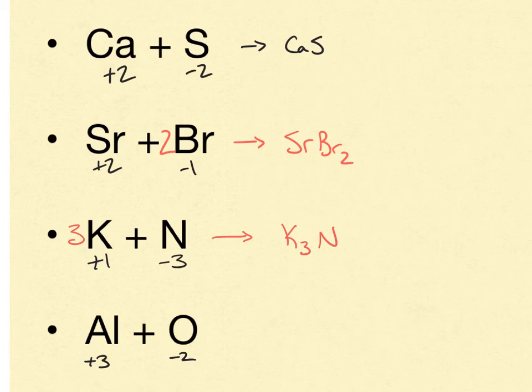So if I take the aluminum and multiply it by 2, I get 6. And if I take the oxygen and multiply it by 3, I get 6. Now I have the right amounts of aluminum and oxygen to accurately make my ionic substance. The molecule is Al2O3, because I have 2 +3 charges equal to 3 -2 charges. So this molecule is electroneutral.